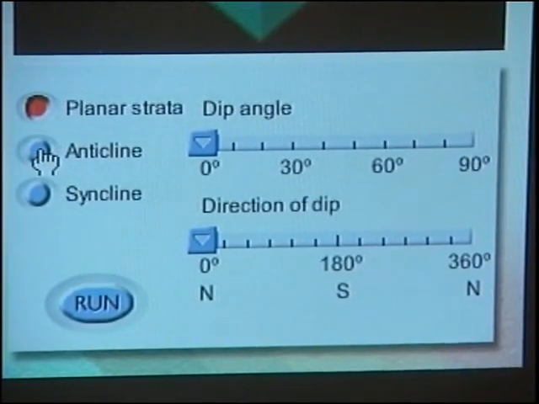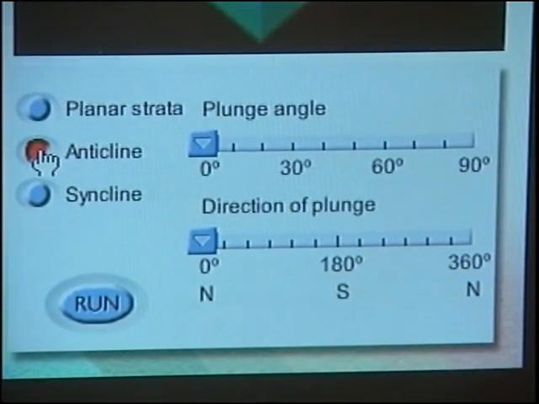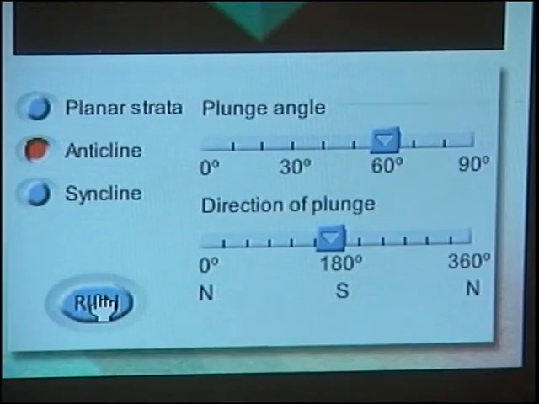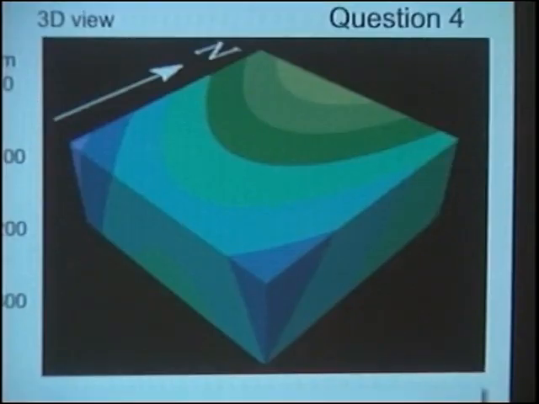I'm going to predict that this is an anticline plunging at 60 degrees to the south. Okay, I've entered my parameters. Let's see whether I've interpreted the outcrop pattern correctly. All I have to do is to click on the Run button. And well, partly correct.